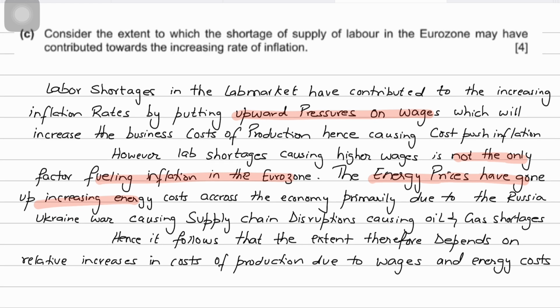The case hasn't mentioned that this is the most contributing factor, or that 60% of the contribution is coming from the labor shortage, or 80%. So whenever we have such a vague or ambiguous situation where we don't know, this is the approach that we usually take, where we say that the extent therefore depends on the relative increase in the cost of production due to wages and energy costs.